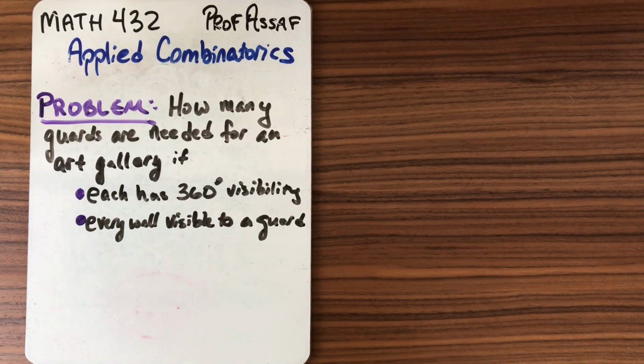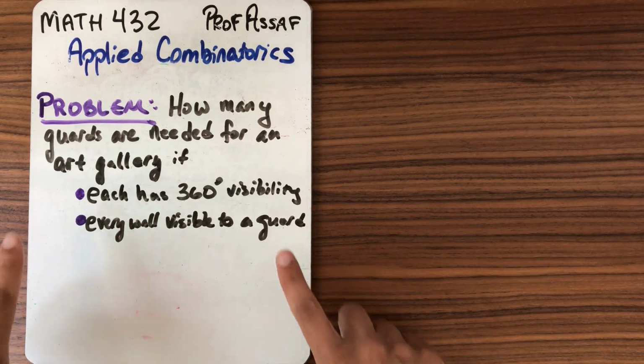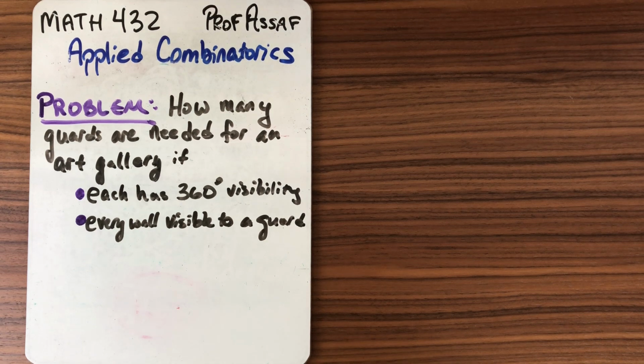This is Math 432, Applied Combinatorics, and I'm Professor Azaf. The problem that is going to permeate the next few videos is going to be the art gallery problem. It can be stated like this.